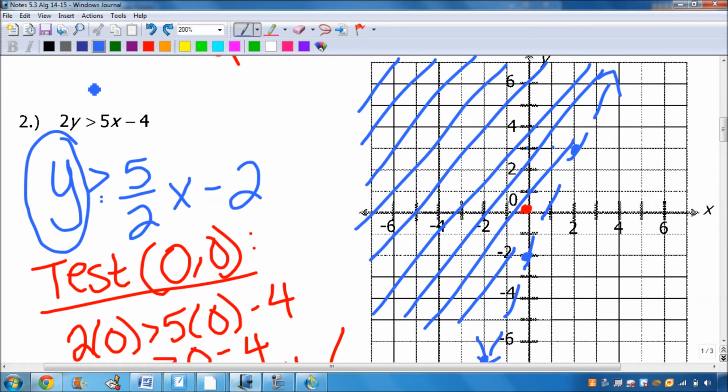Now don't forget to label your inequality right on the graph. So y is greater than 5 over 2x minus 2, or you could write the original inequality. It's 100% up to you.